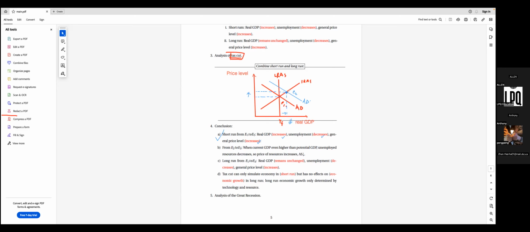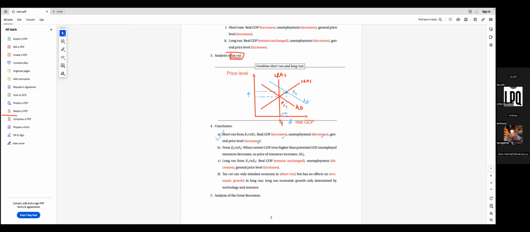Okay, but the next step is super important, because E number two is a very special case. Why is E number two a very special case? At E number two, the current GDP is even higher than potential GDP. You guys can see this, right? Current GDP at E number two is even higher than potential GDP, which seems problematic.